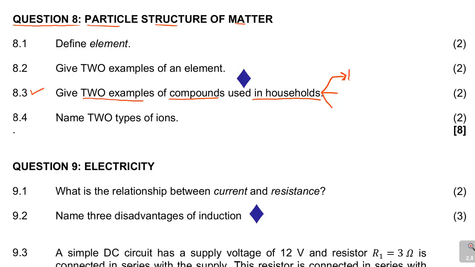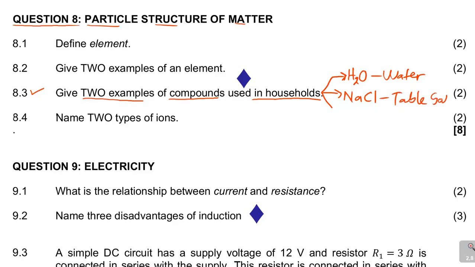The first one is H2O. That's a compound where you combine hydrogen and oxygen. So the first compound is water. You like to say H2O, give me H2O. The next compound, you use it when you're eating. It is sodium chloride, which is salt or table salt.